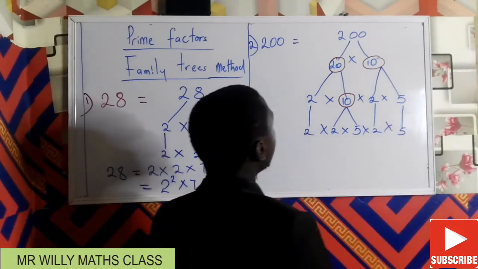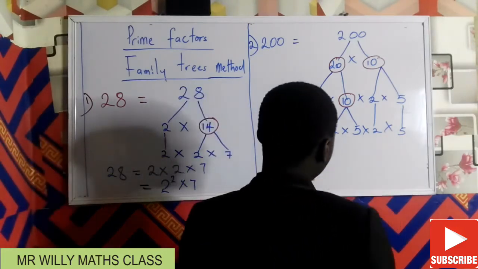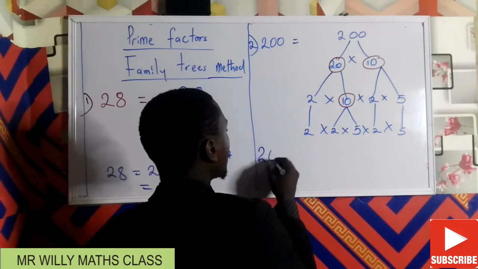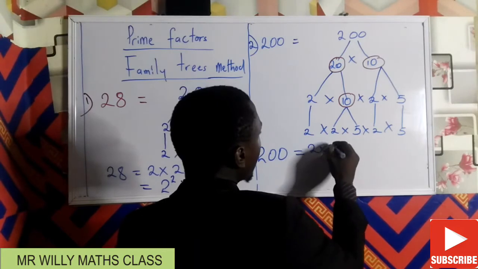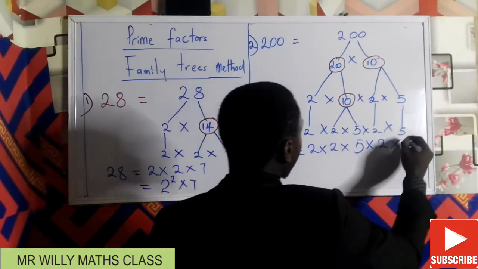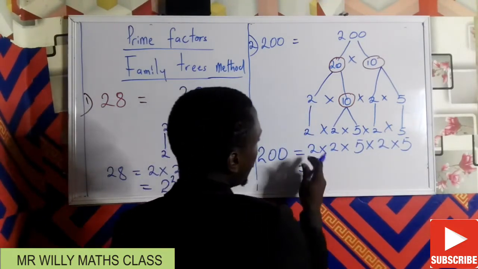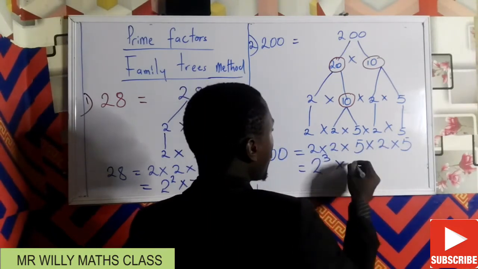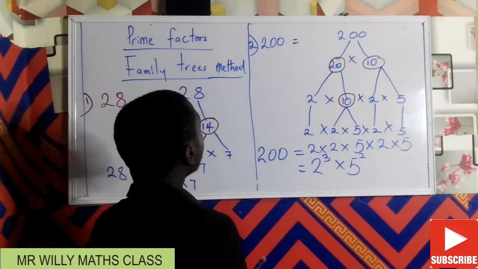Finally, we have arrived at the last stage, which is our final answer, because all the factors that we have here are prime. So the product of prime factors of 200 will be 2 times 2 times 5 times 2 times 5. Now, you can express this in index form by writing 2 raised to power what? How many 2s? 1, 2, 3. 2 raised to power 3 times 5 raised to power 2. So this is the product of prime factors for 200.